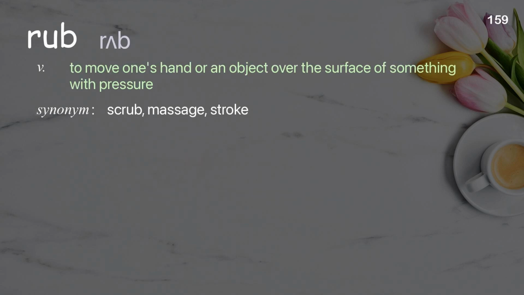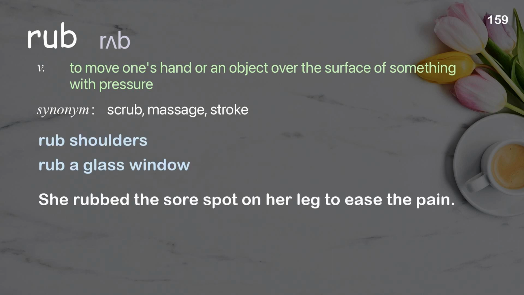Rub: To move one's hand or an object over the surface of something with pressure. Examples: Rub shoulders. Rub a glass window. She rubbed the sore spot on her leg to ease the pain.